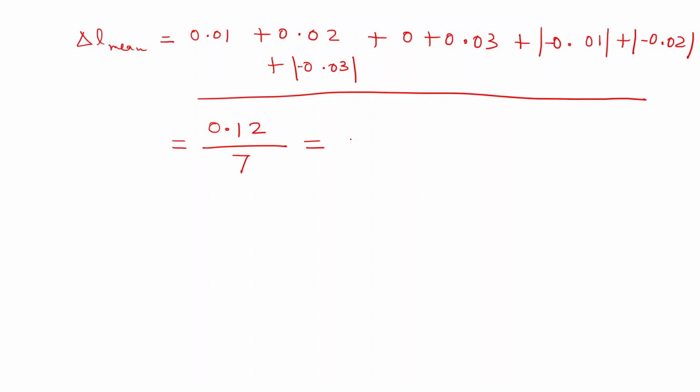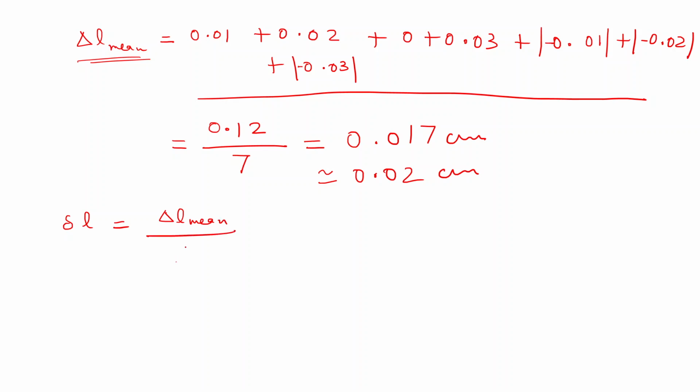This will give us 0.017 centimeter. And if we round it off to 2 decimal digits, because all these numbers were up to 2 decimal digits, this will become 0.02 centimeter. So this is delta L mean. Now we have to find out percentage error in length. Again, the formula is this times 100.